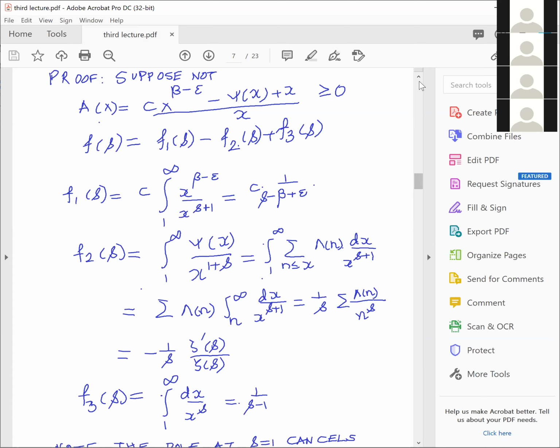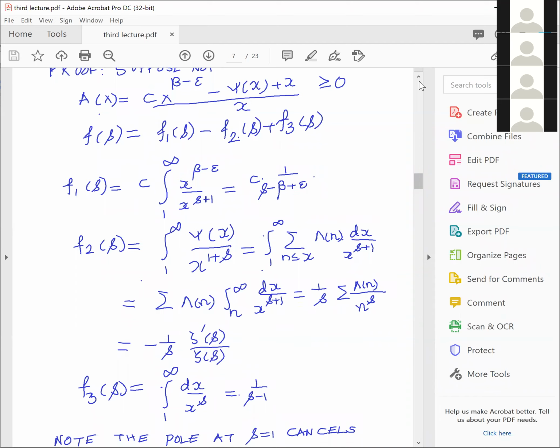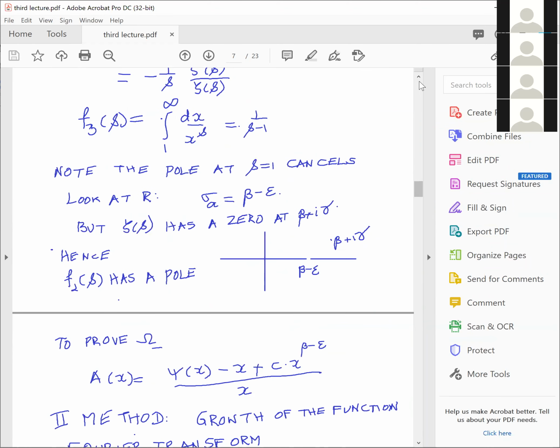But on the other hand, the line of convergence cannot be beta minus epsilon, because I have a point to the right of beta minus epsilon where f2 of s has a pole. And therefore, this f of s cannot be regular there. I can go up to beta minus epsilon. The right of convergence is beta minus epsilon, but to the right of beta minus epsilon, I have a point where the function f of s is not regular. And therefore, beta minus epsilon cannot be the right of convergence. That's all we are saying.